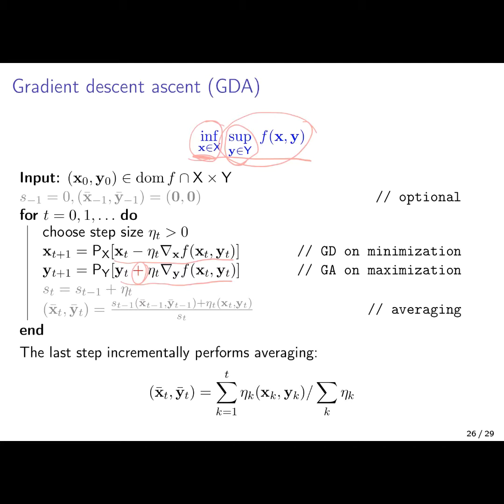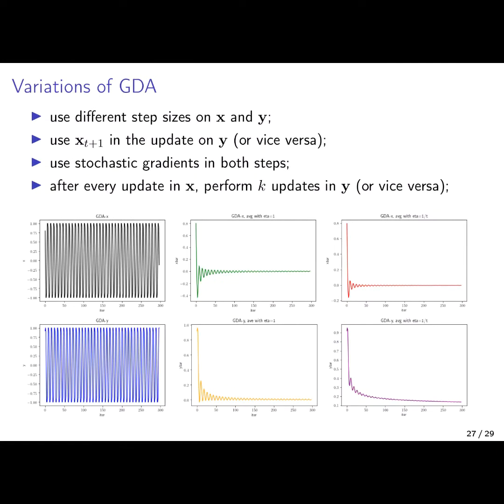Okay. In particular, there is a very simple trick called averaging. So you just run this algorithm, it will not converge, but if you actually average the trajectory, then it will converge. So here's an example where we run the algorithm on a very simple example, and the example is in the note. And you can see if you run the gradient descent ascent algorithm, it will oscillate.